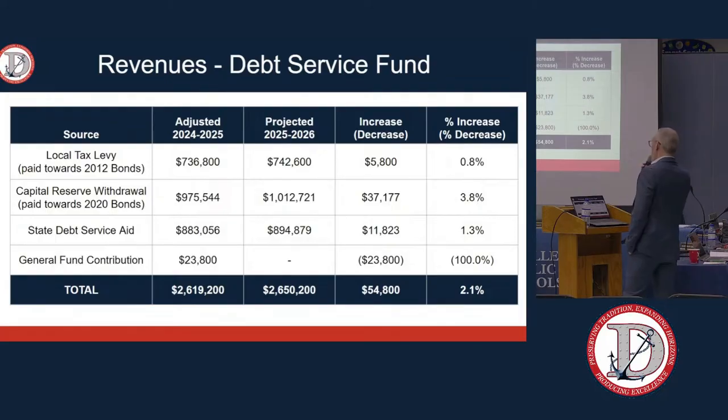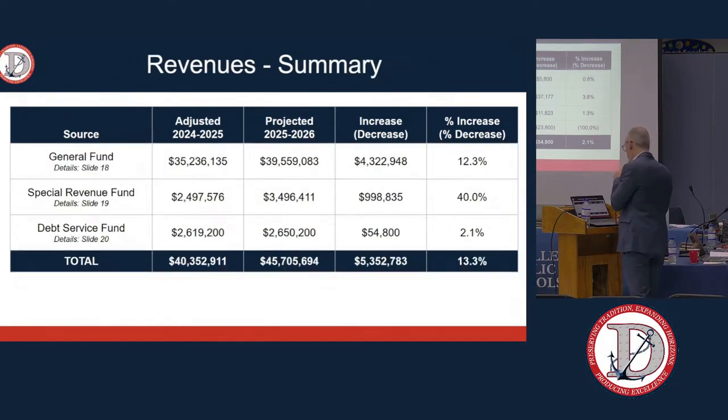We also withdraw money every year from our capital reserve to pay for the 2019 referendum project, and that was one of the deals that was made between the prior administration and the taxpayers when those projects were put together. And then we have state debt service aid, which we collect as well, and those items allow us to pay towards the bonds that we've borrowed against.